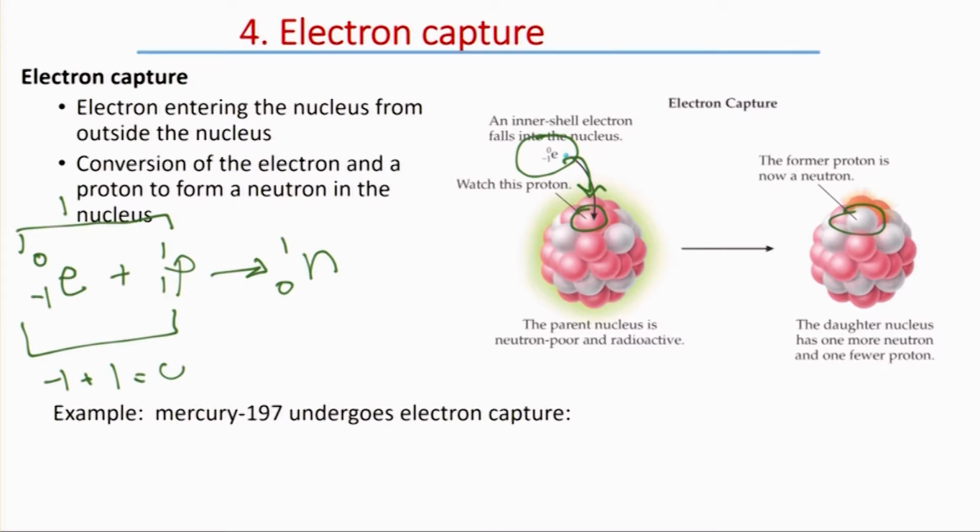Let's do an example here with mercury. 197, atomic number is 80. Now we're going to put the electron that's getting captured on the reactant side, so this is going to get an electron. And let's make sure our mass numbers and atomic numbers add up. Does not have a change in atomic number, that's still 197. And then we have 80 plus -1, that's 79, and you can look and see that that is gold.